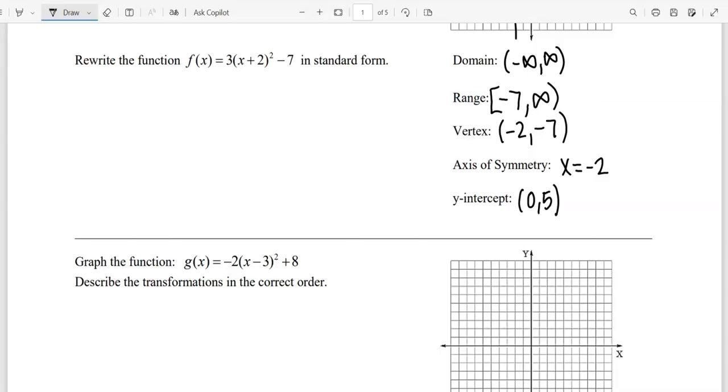Anybody get all those parts right, including the graph? Nice. We remember some stuff from Algebra 1.